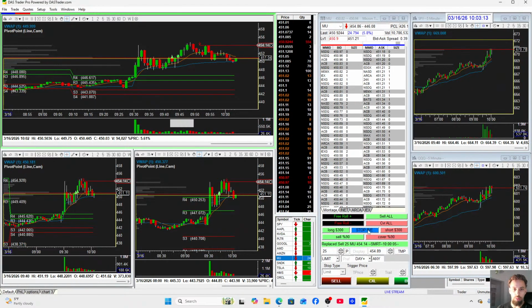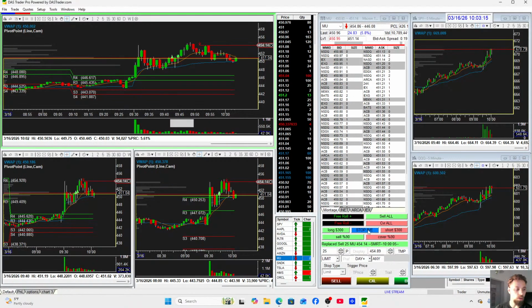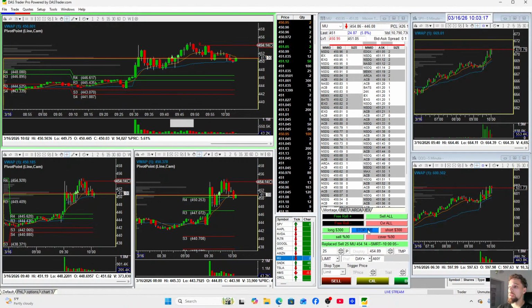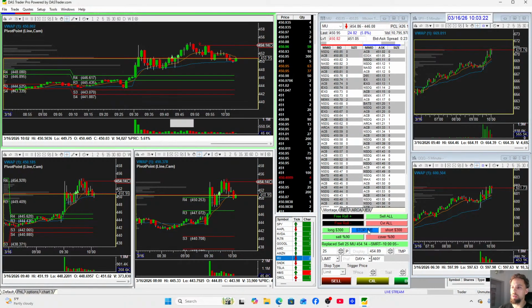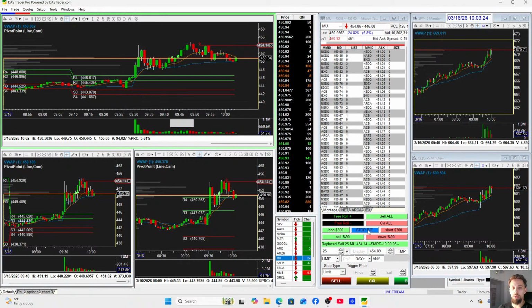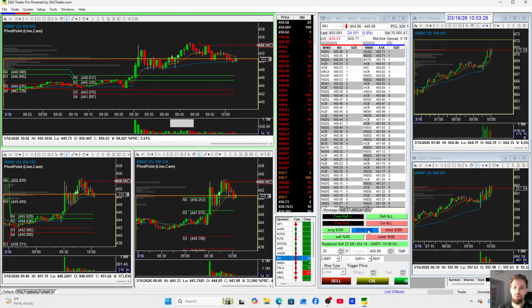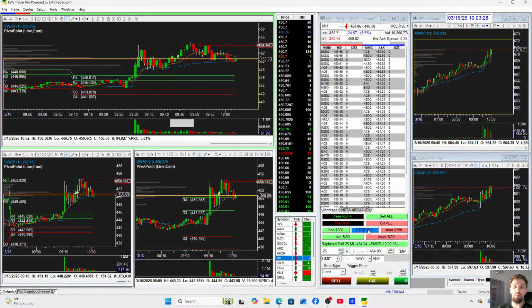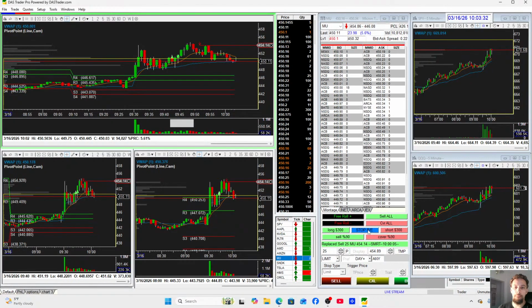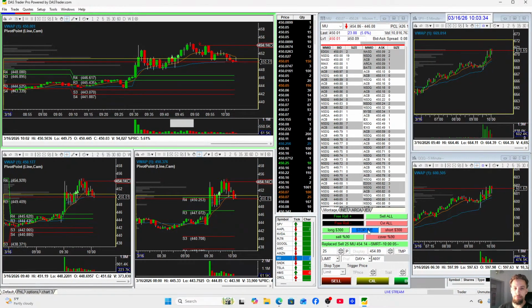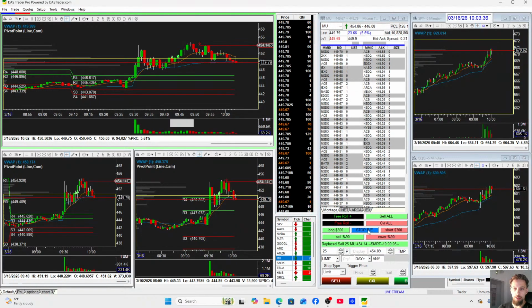Can we squeeze up now? Can buyers really start to get in on this? SPY's pushing up, Qs are looking to break. Like, come on, man. Everything's looking bullish. 450 just got filled. We're holding it. You might as well push up. Looks bearish though, huh?